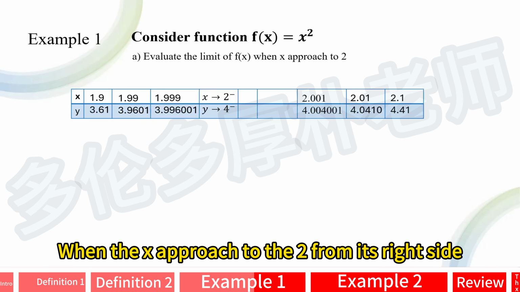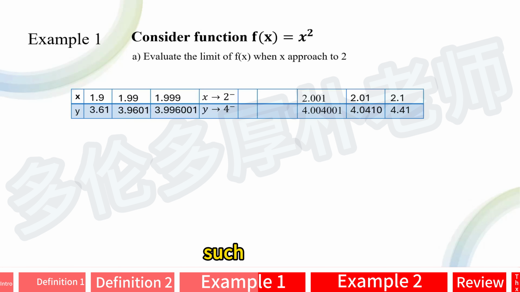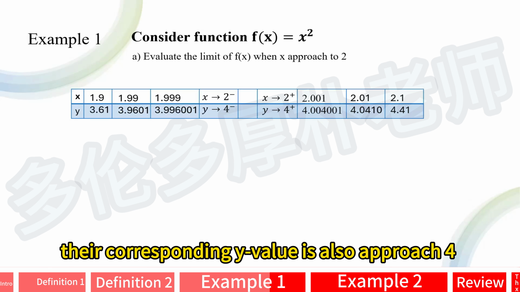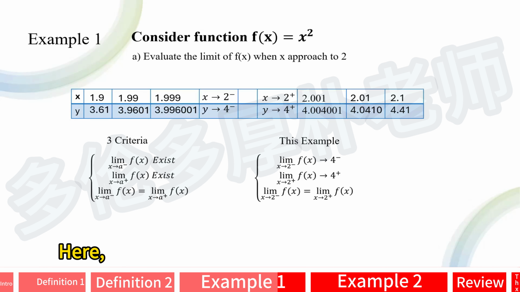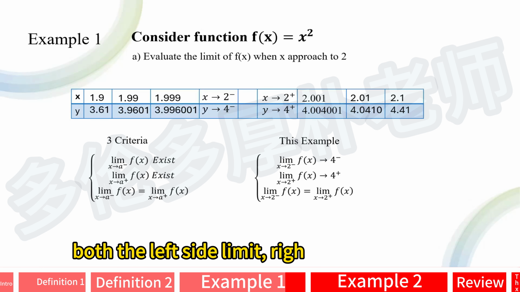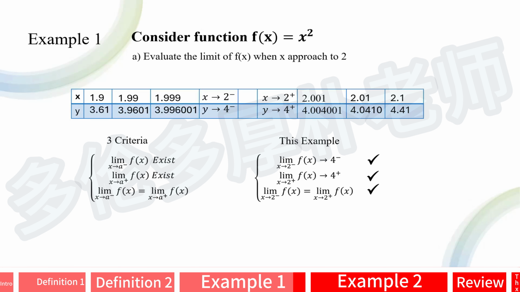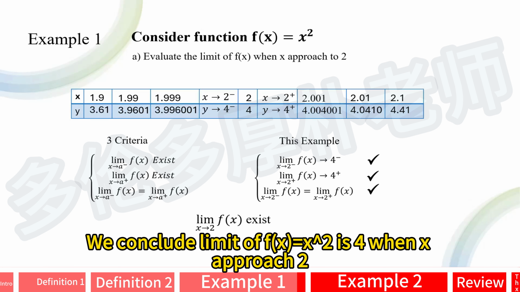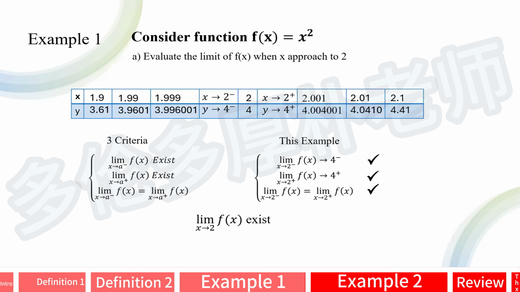When x approaches 2 from its right side, such as 2.1, 2.01, and 2.001, their corresponding y values also approach 4 from the right side. Here, we can check the three criteria for the limit to exist. Both the left-side and the right-side limits exist, and they're equal. We conclude that the limit of f(x) equals x squared is 4 when x approaches 2.